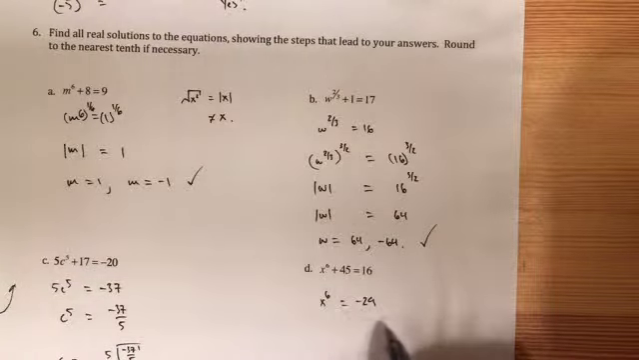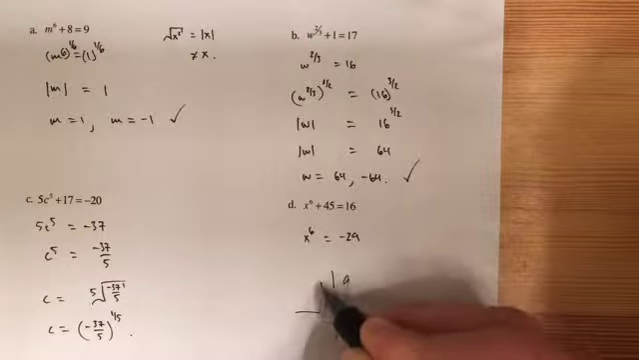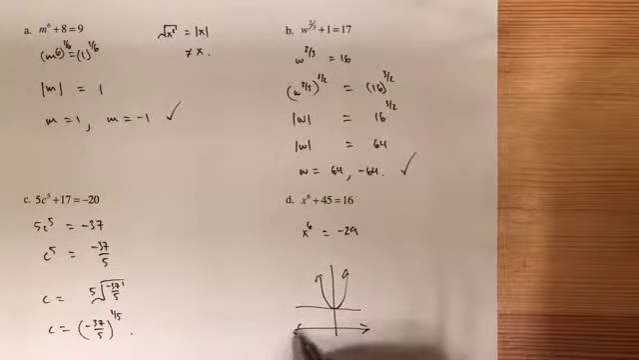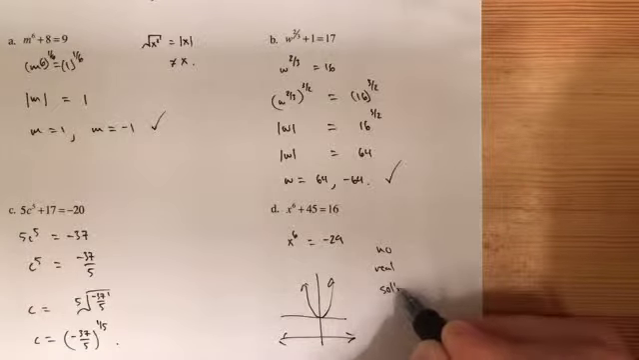But x to the 6th can't equal a negative number. X to the 6th looks like this. Negative 29 looks like this. No real solutions.